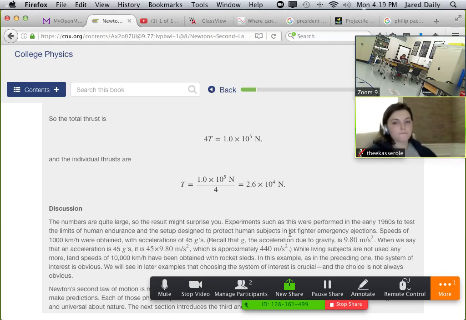So if you take any one of these and divide by 5, if you take this one for example, 1 times 10 to the 5th, 10 to the 5th, remember, is hundreds of thousands, so that's 100,000. Divide that by 5, you're going to get 20,000. 20,000 pounds of thrust is a standard jet engine.